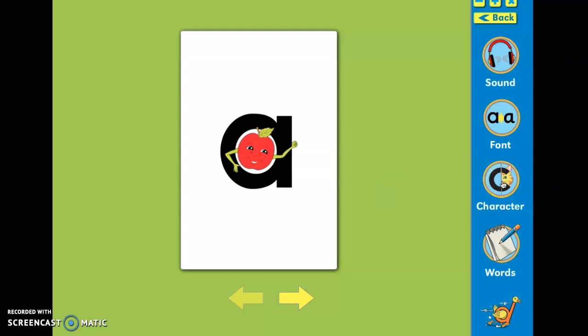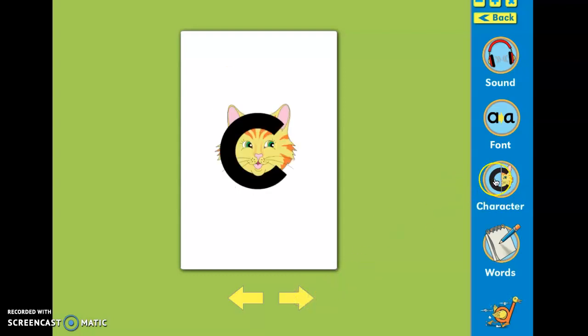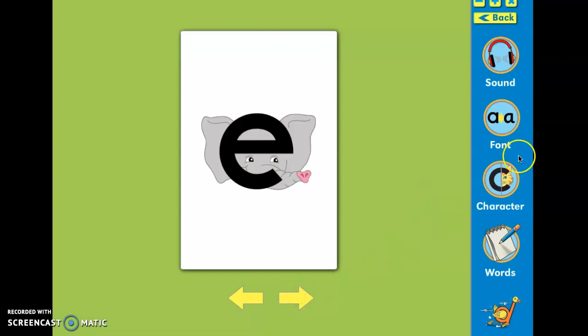Okay, character, Annie Apple. Sound, A, spelling, A. Character, Bouncy Ben. Sound, B, spelling, B. Character, Clever Cat. Sound, K, spelling, C. Character, Eddie Elephant. Sound, E, spelling, E.